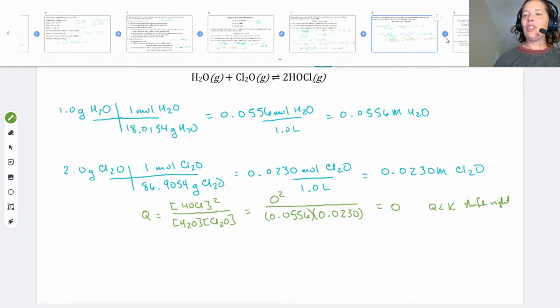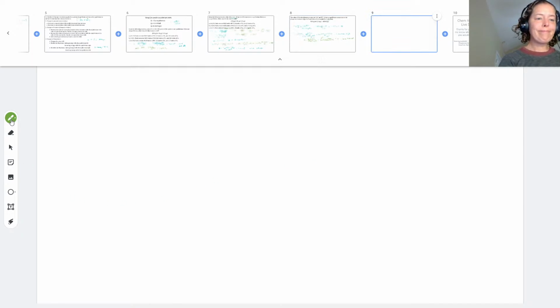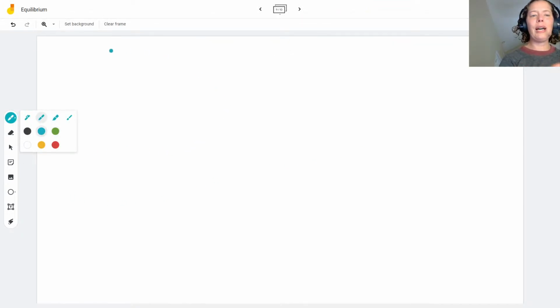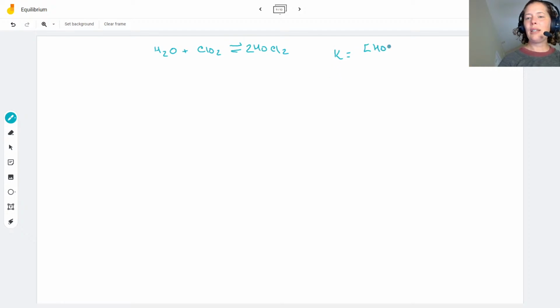I'm going to give myself another page. I should have done this beforehand. Okay, rewriting my equation. I have H2O plus Cl2O in equilibrium with HOCl, sorry, that should be a 2. My expression for K is this guy squared. Oh, sorry, there's no 2 here. I'm not transferring very well, am I?